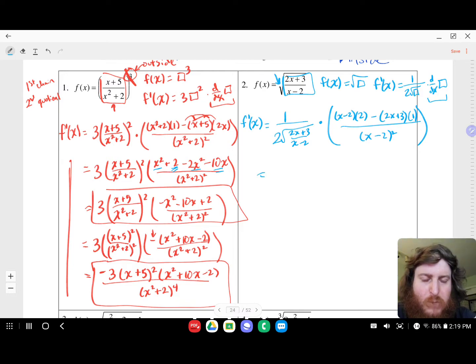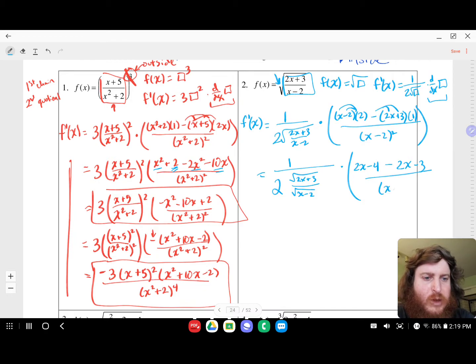So our next step in this side, what I'm going to do is I'm going to make this square root of 2x plus 3 divided by the square root of x minus 2. And then times, and then on this side we'll distribute. So 2x minus 4, distribute our negative, minus 2x minus 3, all divided by x minus 2 squared.